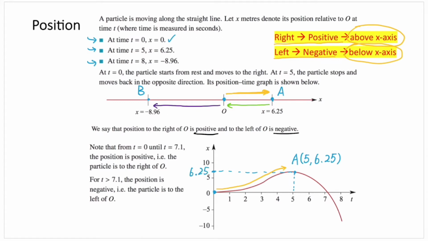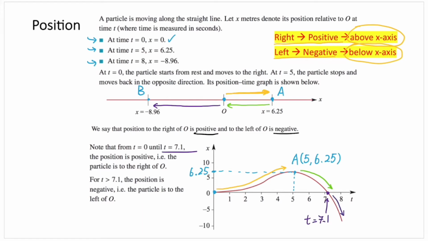And then the particle stops and moves back in the opposite direction. If I now change to green, that's why the graph is going down. So we're moving back in the opposite direction, but it's still on the right-hand side of O. That's why the graph is still above the x-axis, okay? And at t equals 7.1, this is this point right there. So when t equals 7.1 is when we're moving past point O.